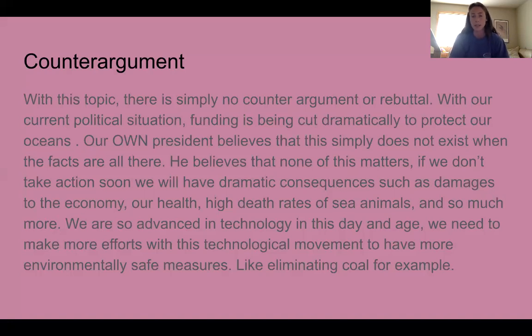If we don't take this action soon, which needs to happen politically for things to get going, we can have great damages to our economy, our health, high death rates of sea animals, and so much more.